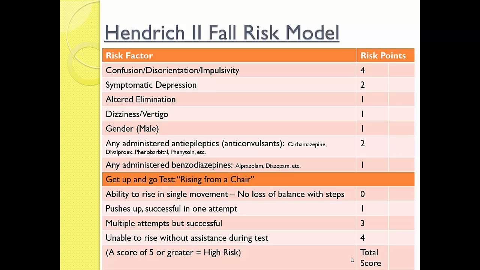If the patient is able to rise in a single movement and they have no loss of balance, that would be a 0, so that would be the most optimal score there. If they have to kind of push up on the armrest but are successful in one attempt, that would get 1 point. If they have multiple attempts and eventually are successful, that would be 3 points. And then if they're unable to rise without assistance during the test, then that would get the most points. So then you total up the score between the two, and a score of 5 or greater is considered a high risk for falls.